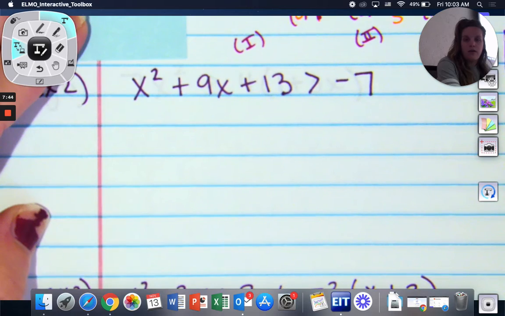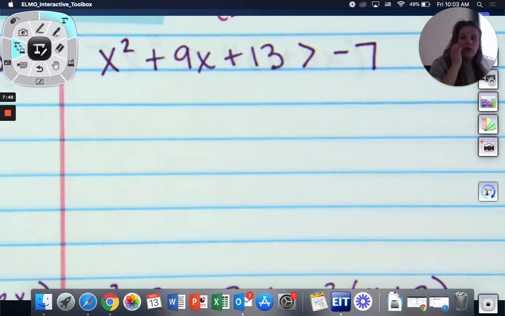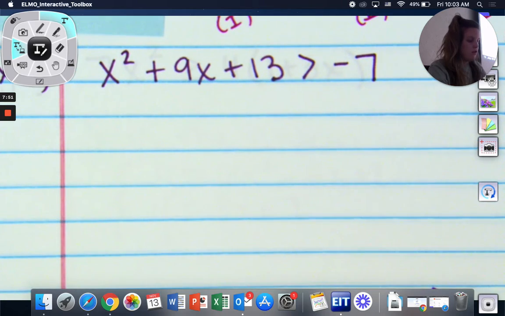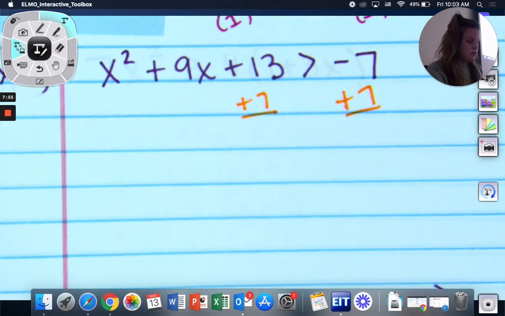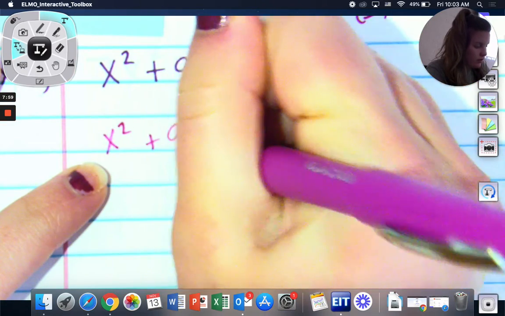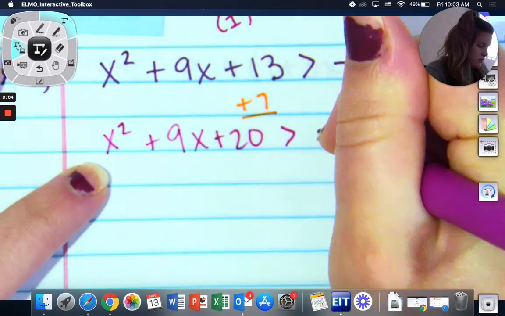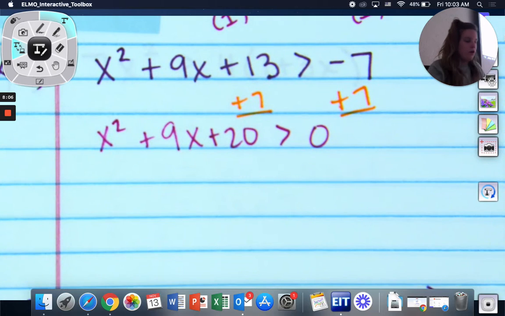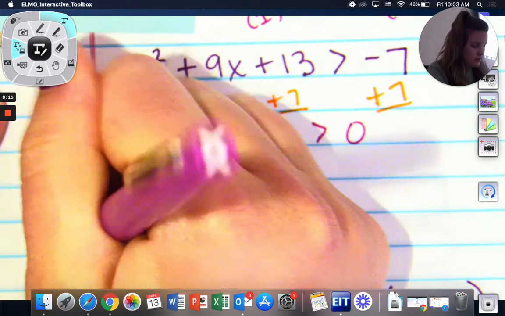On this one, first step, we have to add our 7 over. You have to add your constant over because you want it to be set to 0, so then you can evaluate based upon your x-intercepts. Just like normal, we're trying to figure out where the quadratic this time is greater than 0.